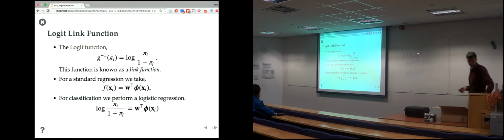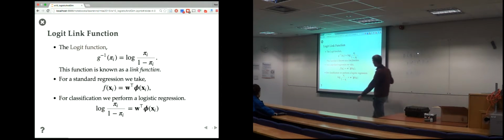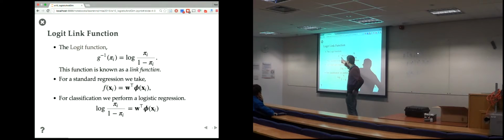So this is what I've just written down there. I've written this as an inverse, actually. I'm calling this the link function, and I'm denoting the link function as g inverse. Obviously that's because I'm going to invert it soon.